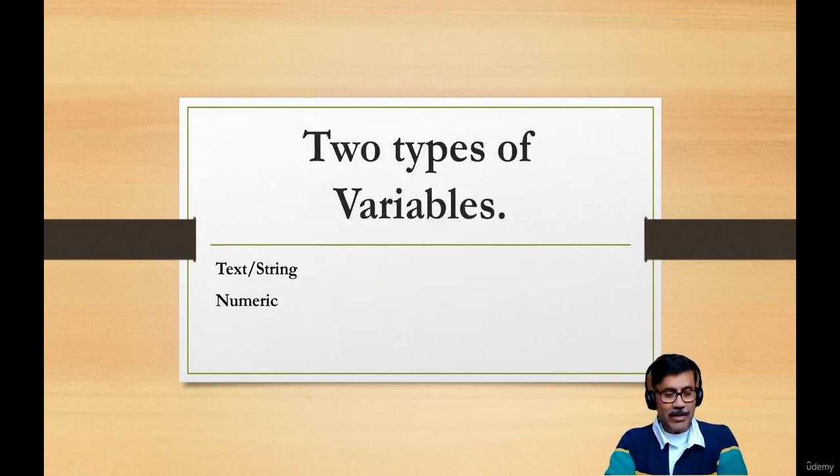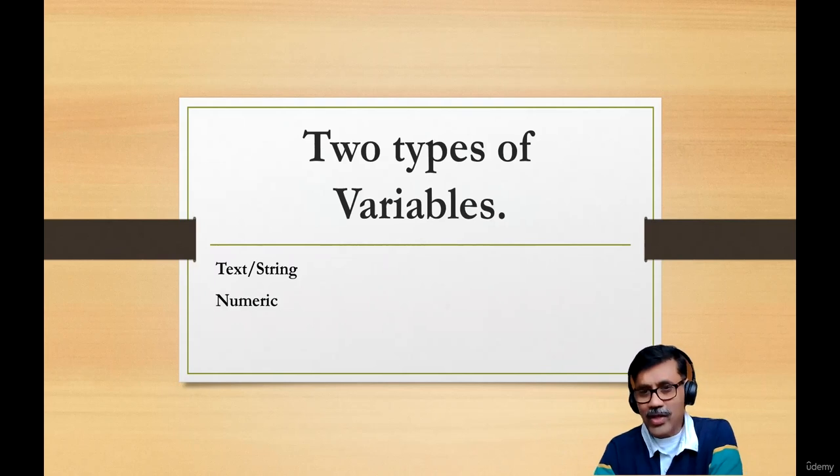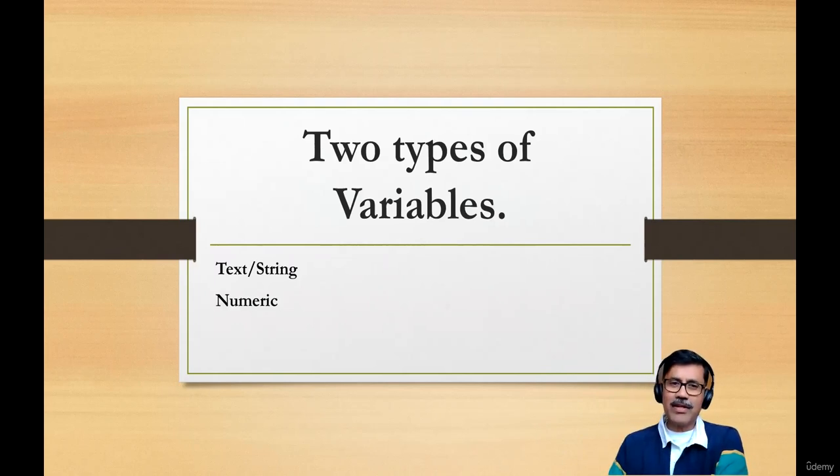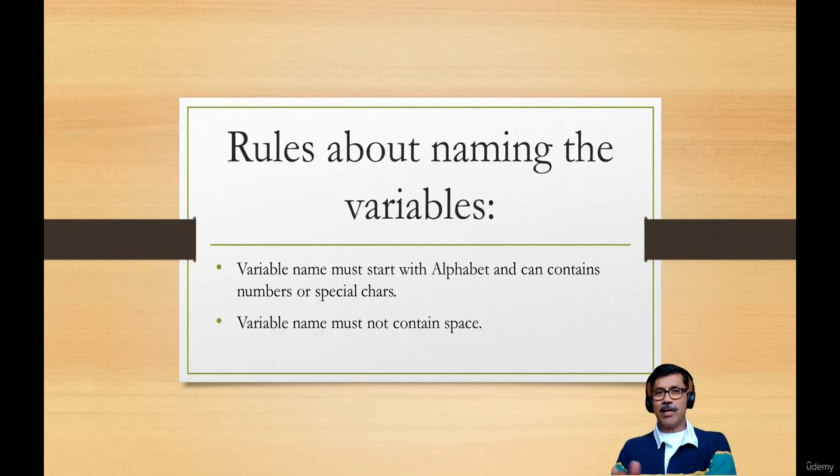And there are basically two types of variables we're going to start off with in Python. One is text variable. Other one is a numeric variable. We saw examples of numeric variable or numeric memory cells. And when it comes to rules about variables, the variable name must start with an alphabet, can contain numbers or special characters. Again, I'm going to take you back into that program and show you some more examples of variable rules. And then the variable name must not contain space. I'll show you that example of where it contains space and how it triggers an error.